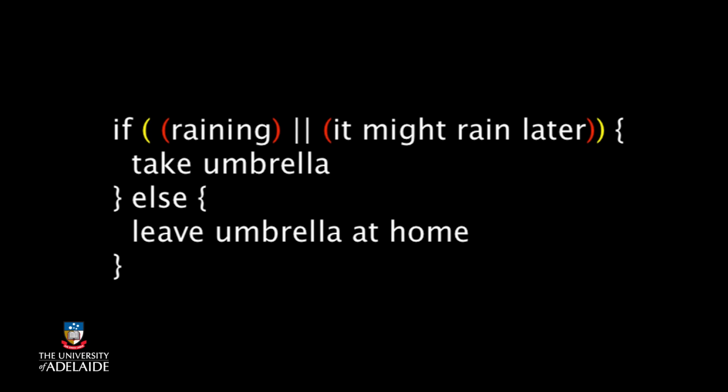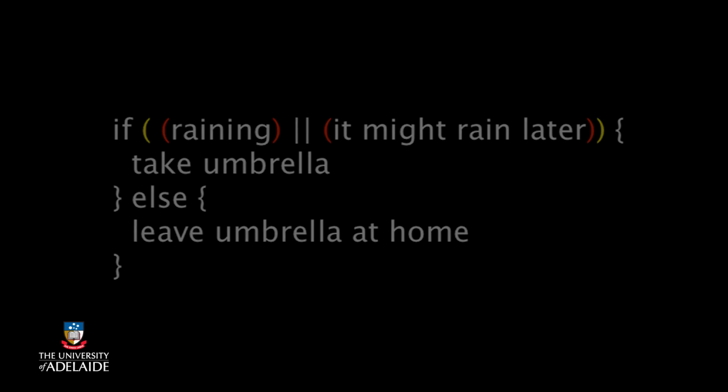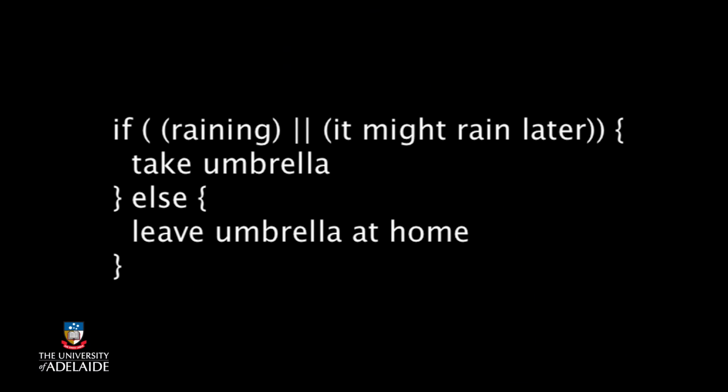Looking at the code above, can you guess how OR decides to return true or false? When would you like to have your umbrella? When either of the two things is true: you want it if it's raining or if it might rain later. Formally, we say that OR returns true if either or both of the conditions tested are true. The only reason that you wouldn't take your umbrella is if both are false.